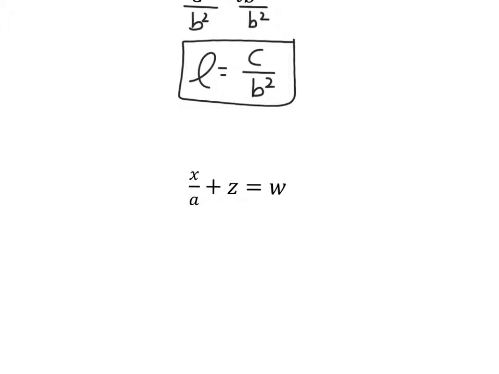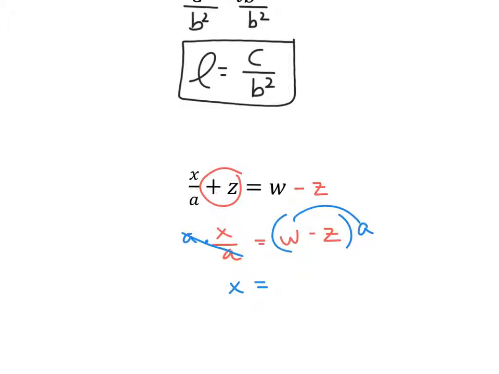And then example 6, or the second one of this, I'm going to subtract z first. So I get x divided by a equals w minus z. And then I'm going to multiply both sides by a. But when you multiply both sides by a, you have to multiply the whole thing by a. So these two will cancel out. So this would be aw minus az, because both of those terms need to be multiplied by a.